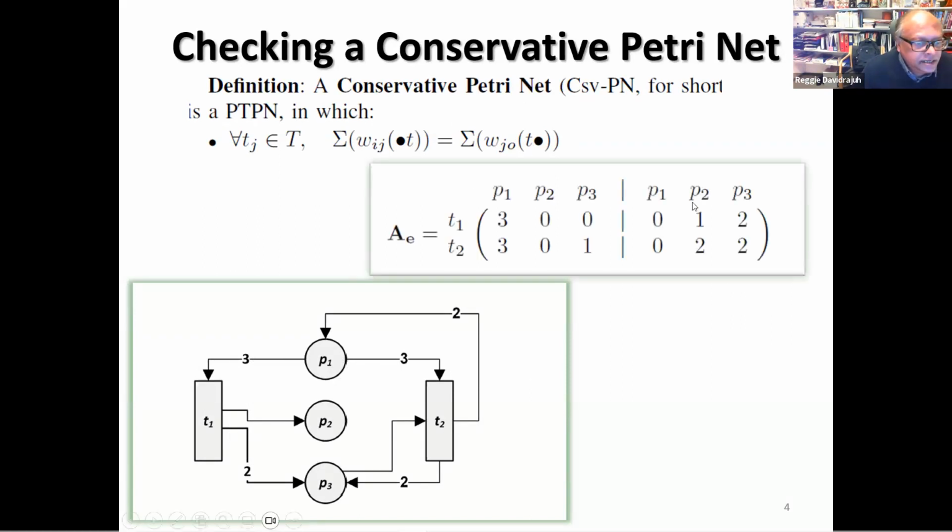So given the input incident matrix, how do we identify a conservative Petri net? Just sum the rows. The sum of the row on the left side is 3. The right side is also 3. The sum of columns on the left side is 4. Also, the right side is 4. If left is equal to right, in total sum, then it's a conservative Petri net.